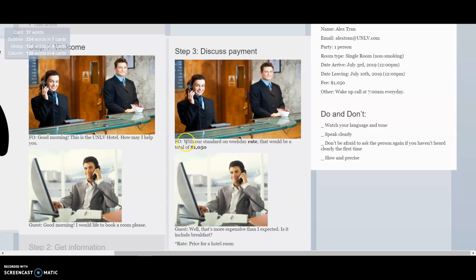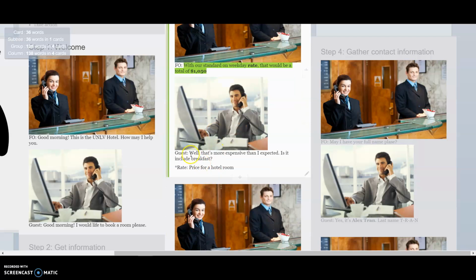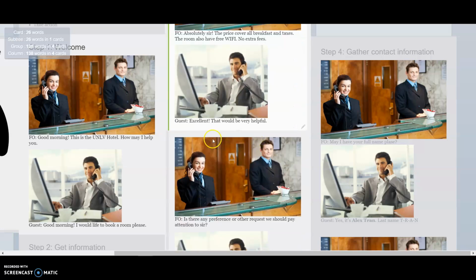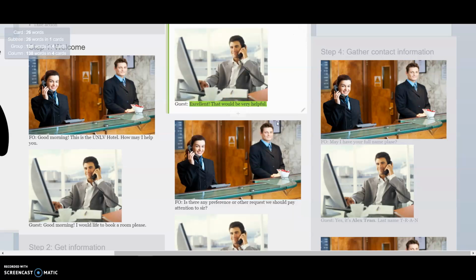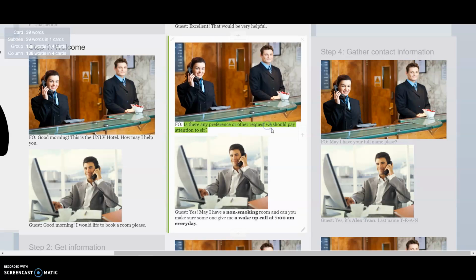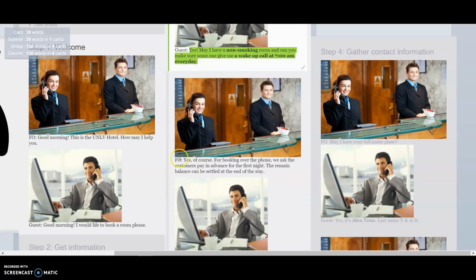Let's go like this. With our standard weekday rate, that would be a total of $10,550. Well, that's more expensive than I expected. Does it include breakfast? Absolutely, sir. The price covers all the breakfast and taxes. The room also has free Wi-Fi and no extra fees. Excellent. That would be very helpful. So is there any preference or other requests we should pay attention to, sir? Yes, I'd like a non-smoking room, and can you make sure to give me a wake-up call at 7 a.m. every day? Yes, of course.